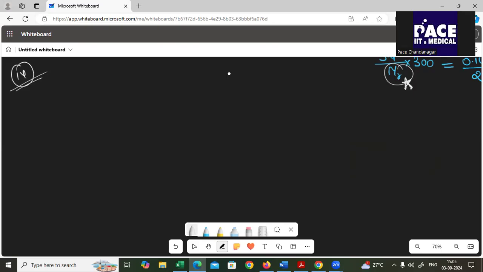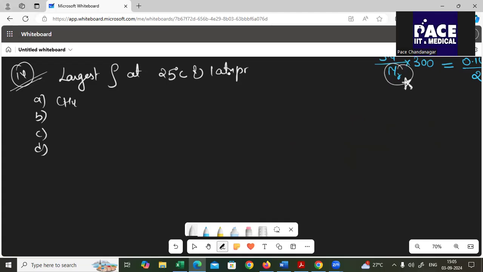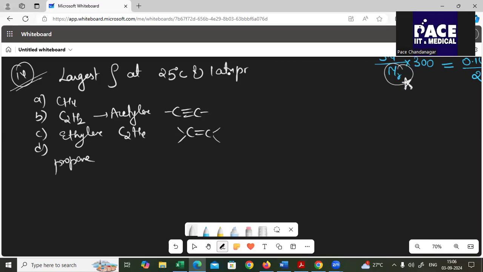Which of the following gases would have the largest density at 25 degrees Celsius and 1 atmospheric pressure? Options are given here: CH4, then acetylene, which is C2H2, two carbons with a triple bond, and ethylene, which is C2H4, a C double bond C, and propane. These are your options.